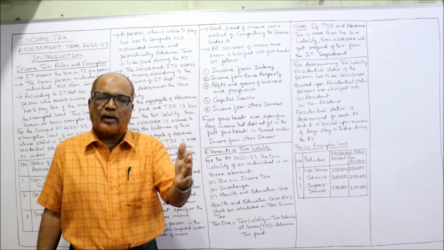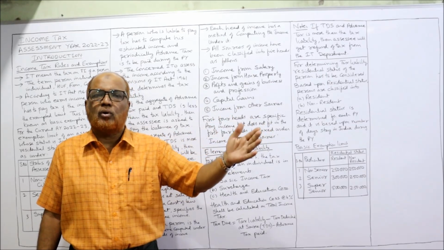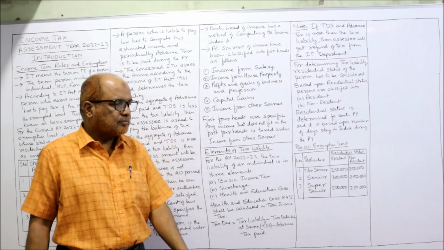From 50 lakh to 1 crore, over 1 crore to 2 crore, 2 crore to 5 crore, then over 5 crore, different rates. Already I have explained this to you in the last video.